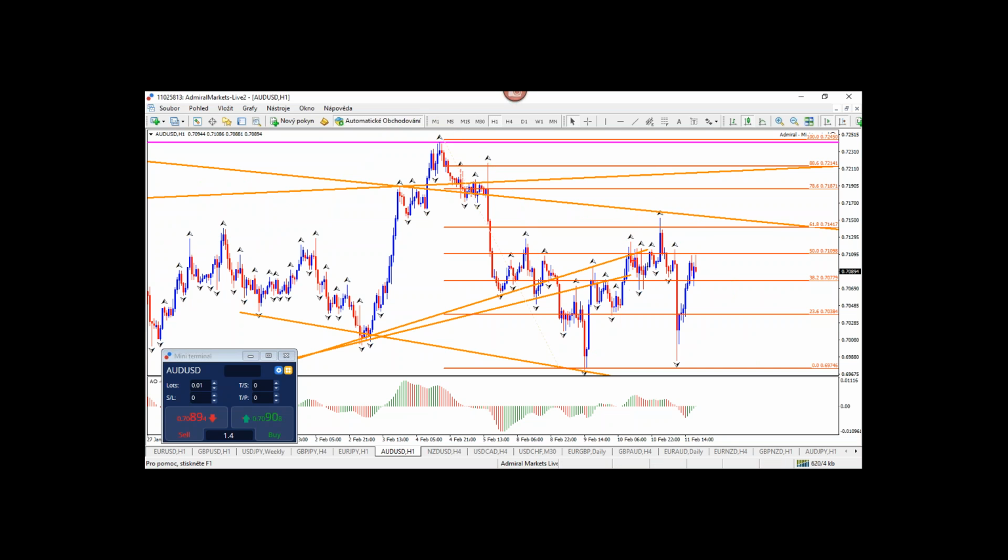So when scaling out, for instance, we would not want to aim higher than that, but we could aim for part of the position at the 50 fib and part at the 61.8. That could be scaling out to the upside.